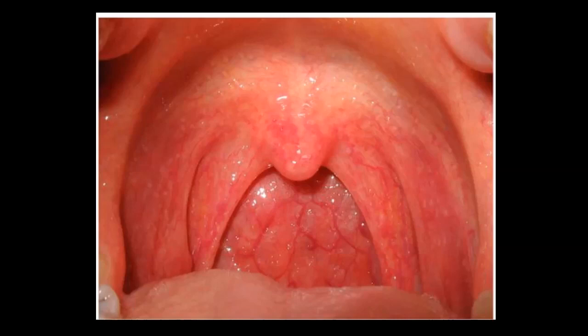This is a catarrhal inflammation of the pharynx, in which there is redness, swelling, and congestion with engorgement of blood vessels of the pharyngeal mucosa, but there is no necrosis of the mucosa. So, catarrhal inflammation is a mild acute inflammation of the mucous membrane.